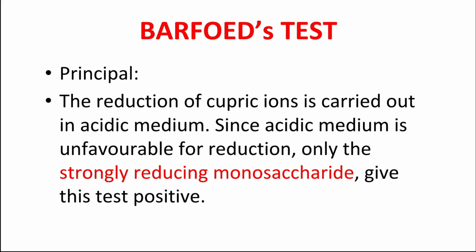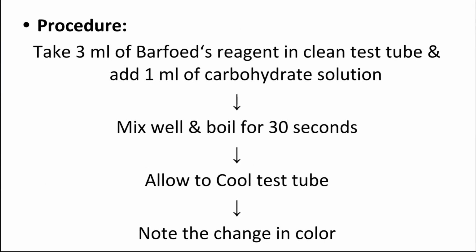So the reduction of cupric ions is carried out in acidic medium. Now acidic medium is unfavorable for reduction, so only strongly reducing monosaccharides will give this test positive. Now let's see what the procedure is. Take 3 ml of Barfoed reagent in a clean test tube and add 1 ml of carbohydrate solution. Mix well and boil for 30 seconds only. Let it cool and see whether there is a change in the test tube or not.